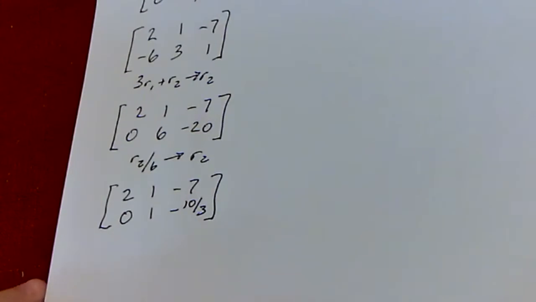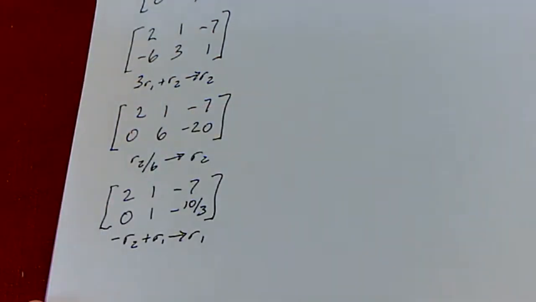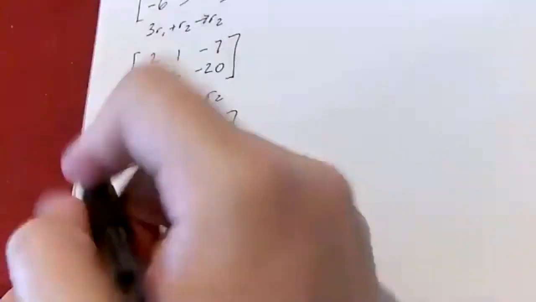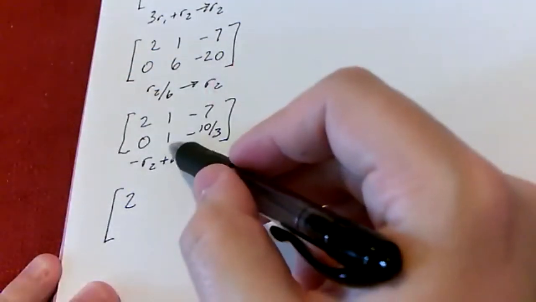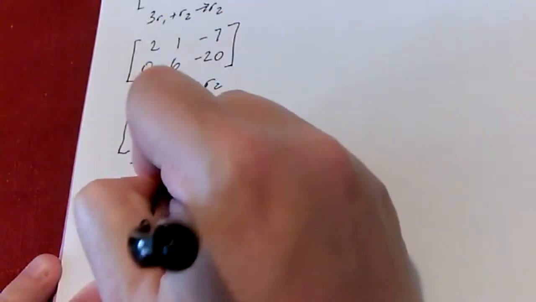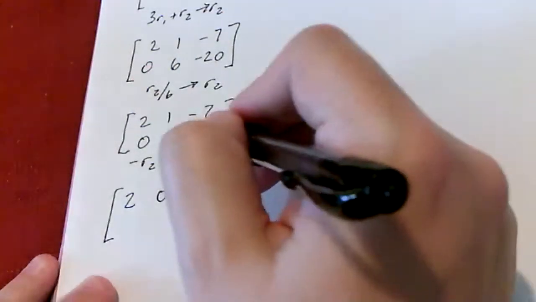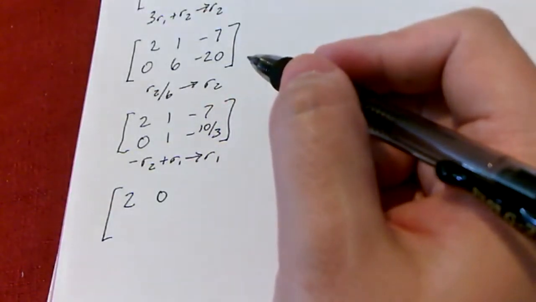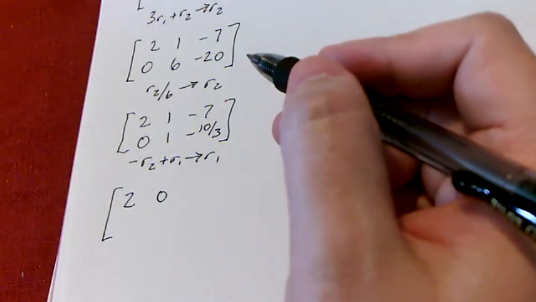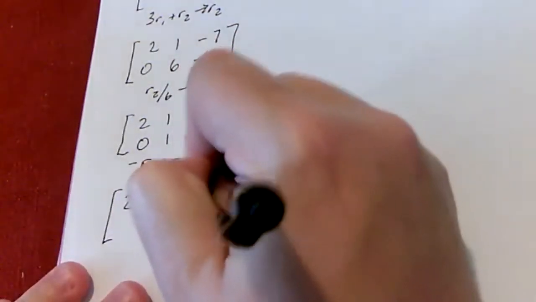Okay. And then I want to clear that spot out. So I'm going to do negative row 2, add that to row 1, and replace row 1. Very similar to what we did in the last system. So I'm going to have 0 and 2 still makes 2. Negative 1 and 1 is going to be 0. 10 thirds plus 7, that's going to give me that same 11 thirds result that I got before. Look back at the previous work if you need it. Bottom row is going to stay the same.